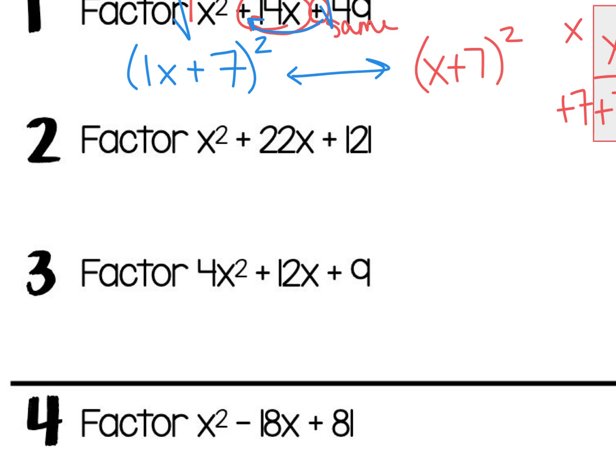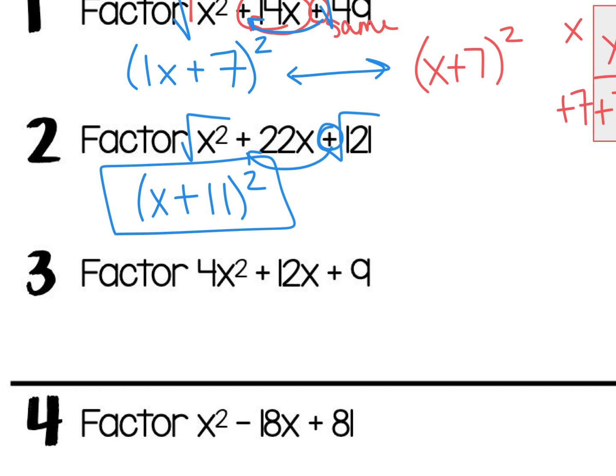On this one, notice, yes, the first term is a perfect square, and the last term is a perfect square. What is the square root of x squared? X. Look at your signs. It's a positive C, so it matches B. What are we going to put? A plus. What is the square root of 121? 11. Done.